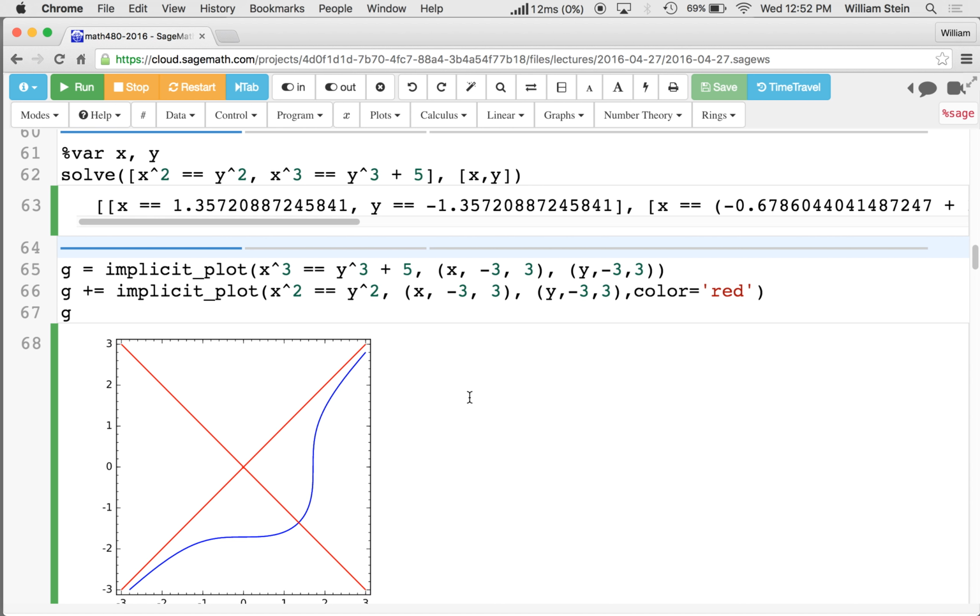Okay, so this is the sort of thing that should remind you of calculus classes and the sorts of things that come up. Given any equation, you can plot its solutions in the plane. And there is something similar in three-dimensional space as well. implicit_plot3d will give you all the solutions to an equation involving three variables in three-dimensional space.